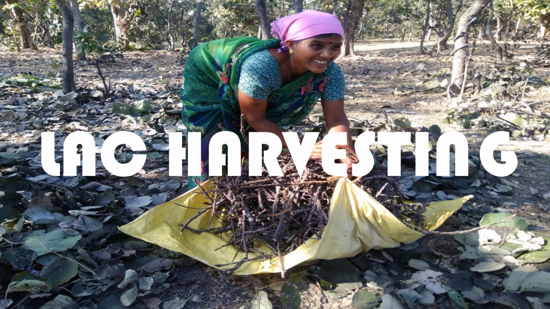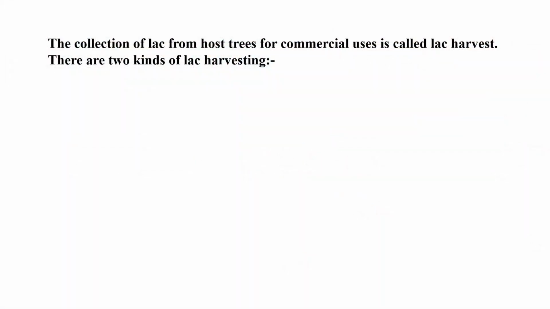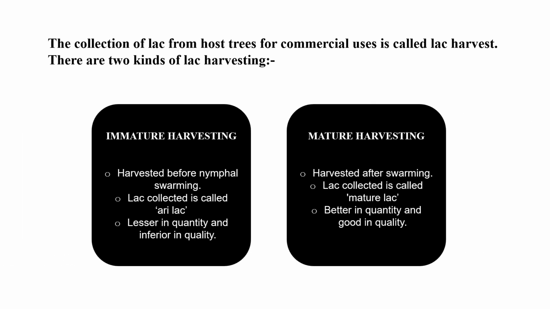The next major step is lac harvesting. The collection of lac from host trees for commercial uses is called lac harvest. There are two kinds of lac harvesting: immature harvesting and mature harvesting. In immature harvesting, they are harvested during nymphal swarming. The lac collected is called ari lac, lesser in quantity and inferior in quality.